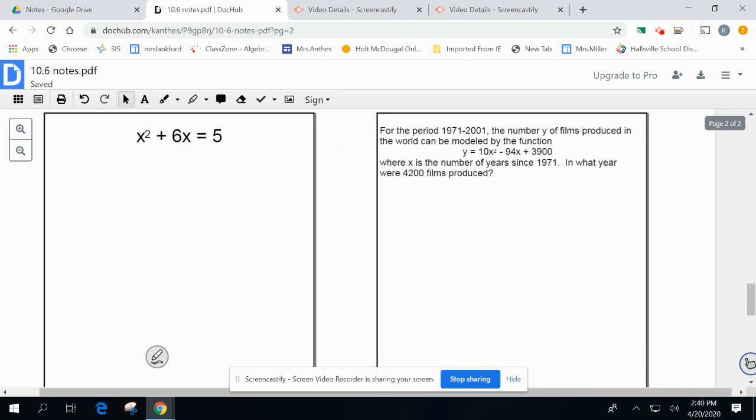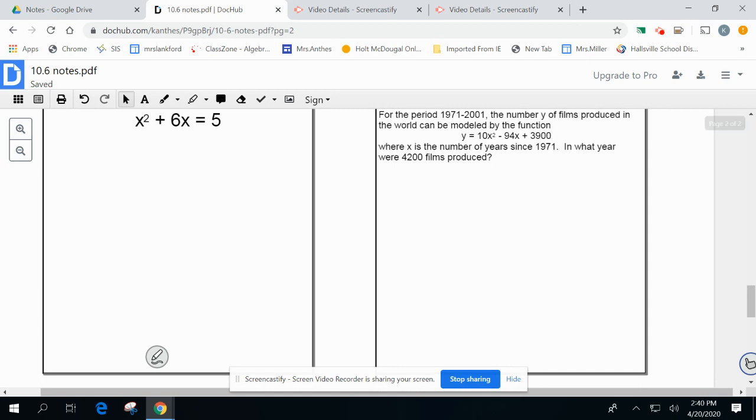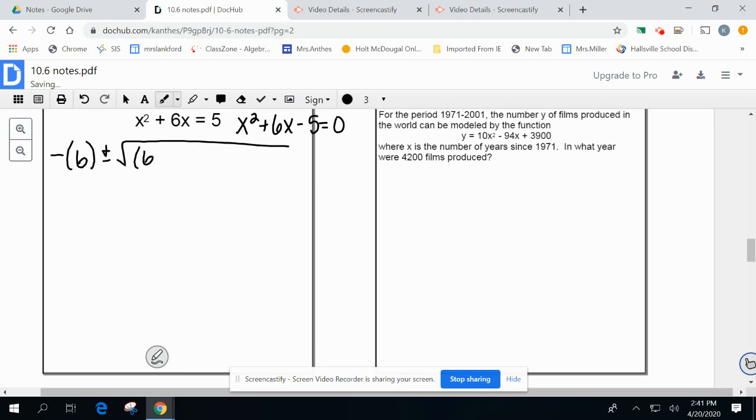Okay, 2 more problems to go. So on this next one, I need to subtract 5 over before I can start. So I would have x squared plus 6x minus 5 equals 0. So plug this in. Negative 6 plus or minus the square root of 6 squared minus 4 times 1 times negative 5 all over 2 times 1.